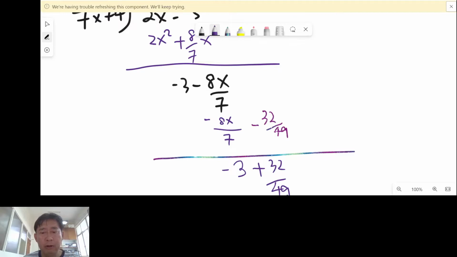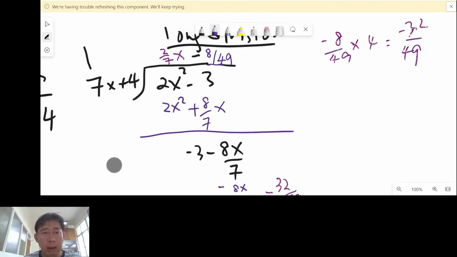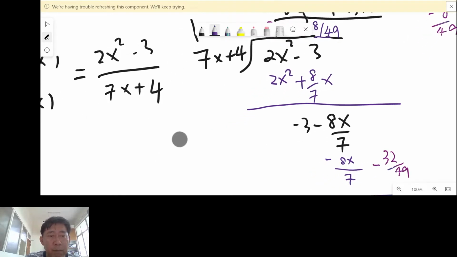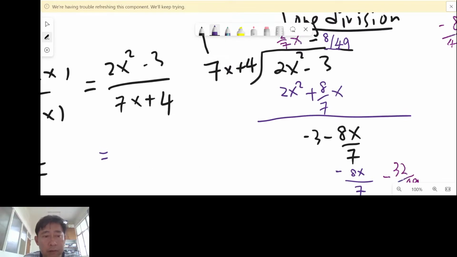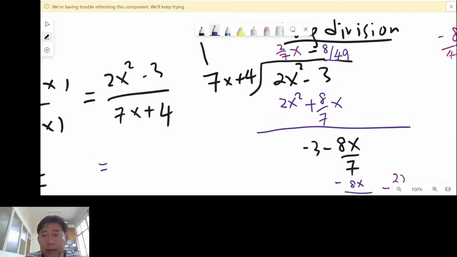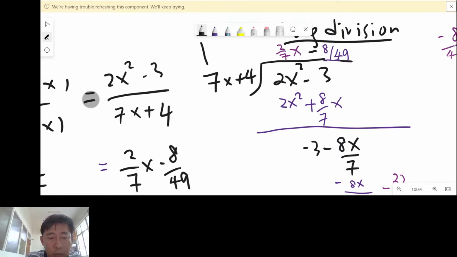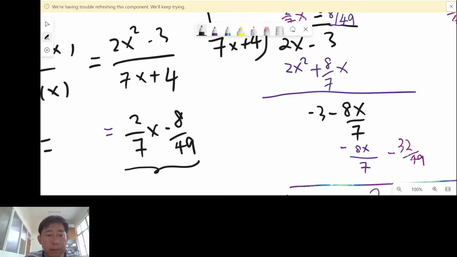So this looks like a very complicated long division. I'm not sure my long division has been performed correctly, but if my expressions of performing the long division are correct, then what I would get is a function of 2x over 7 minus 8 over 49. So this is the 2 over 7 x minus 8 over 49. And this is what I call the linear function. And the rest is what I call the residual function.